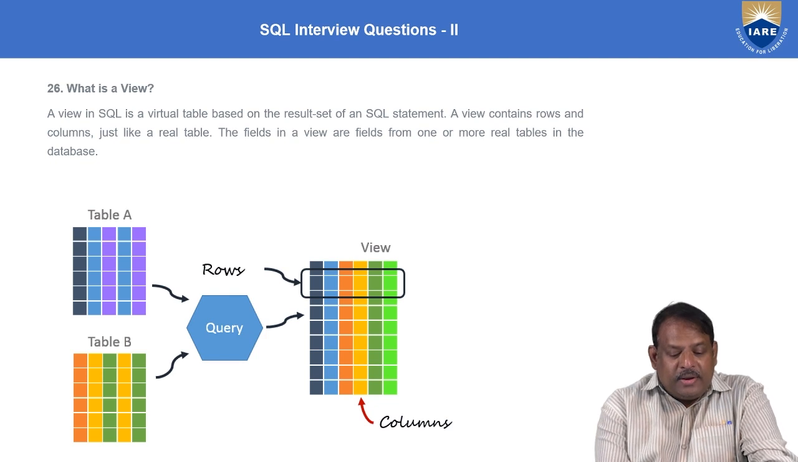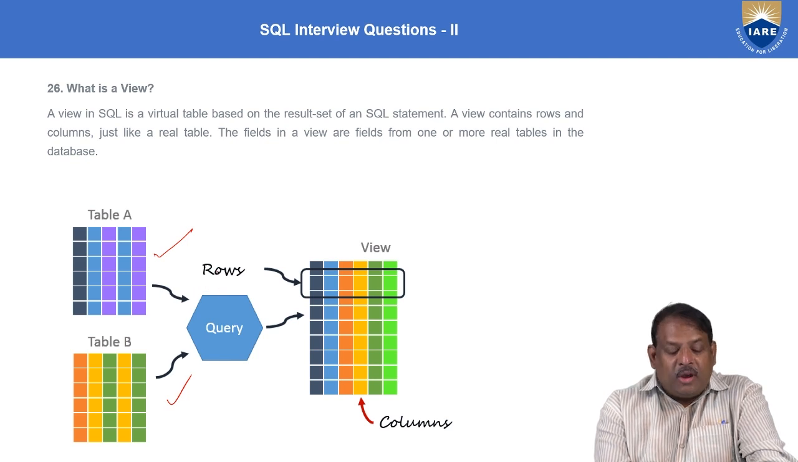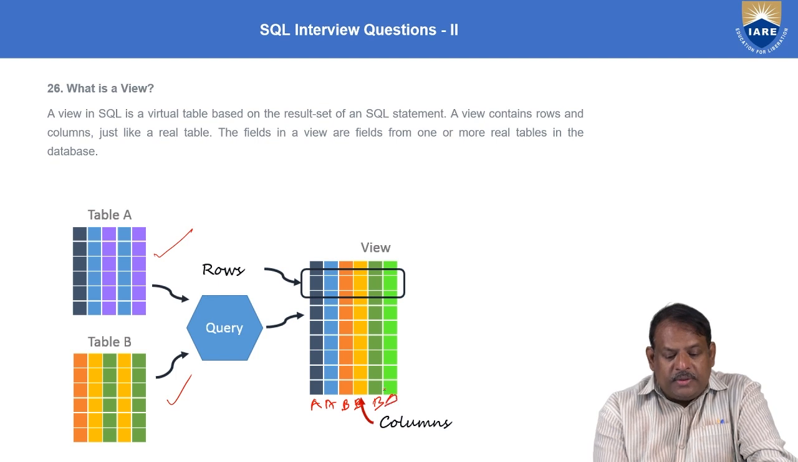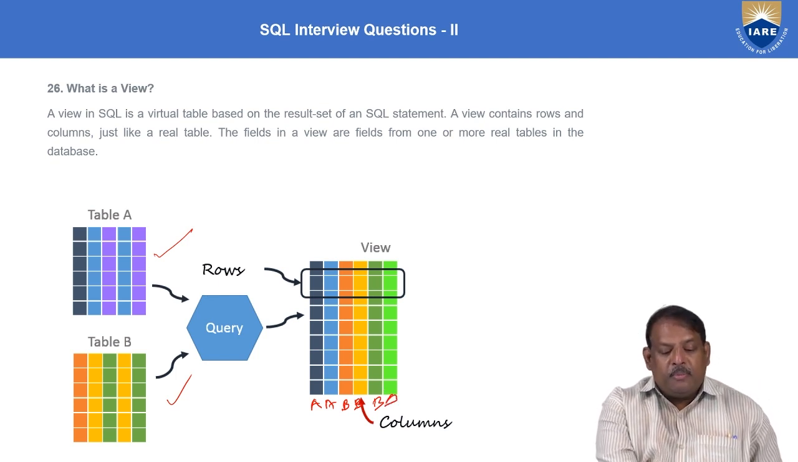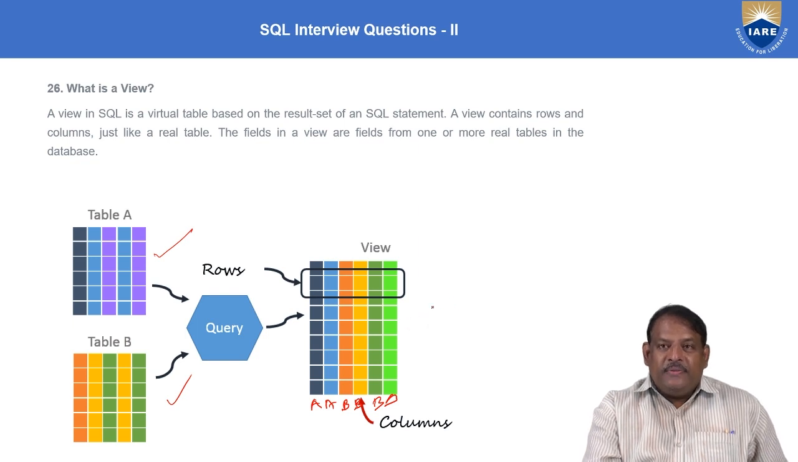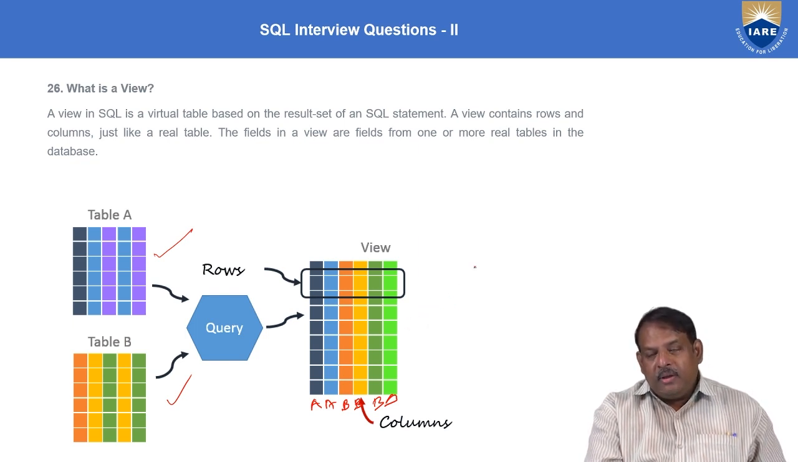For example, here we have table A and table B, different tables, and by writing a query joining these two, we get this type of data. So here you see that we are getting the first two columns from A, and then again you are getting all the remaining columns from B. So this view is getting two columns from table A and all the remaining columns from table B. Now when we get a result set, if you save it to the database, it will be a view.